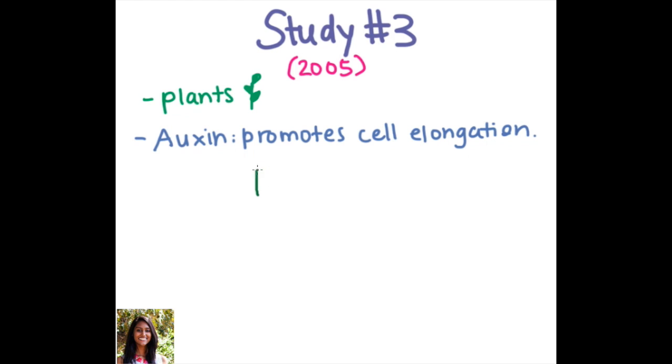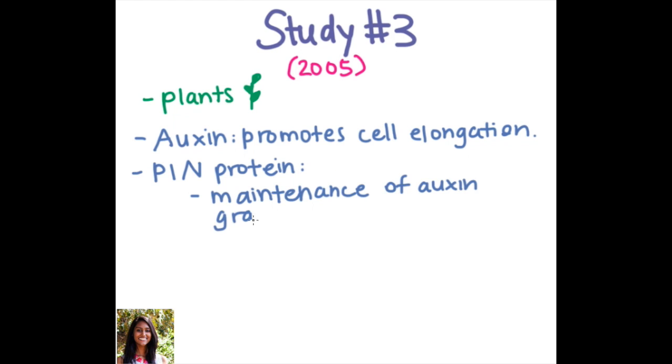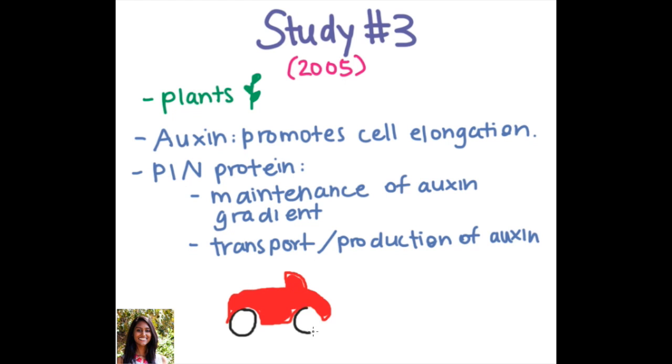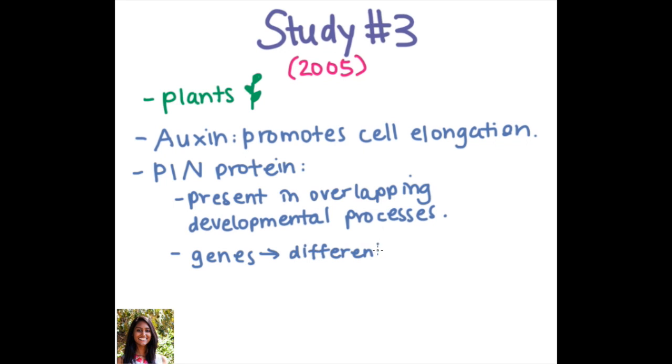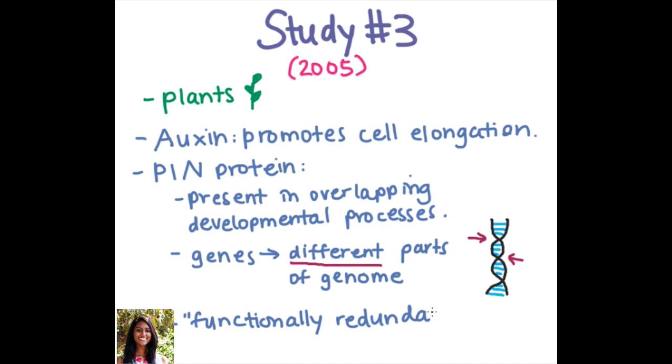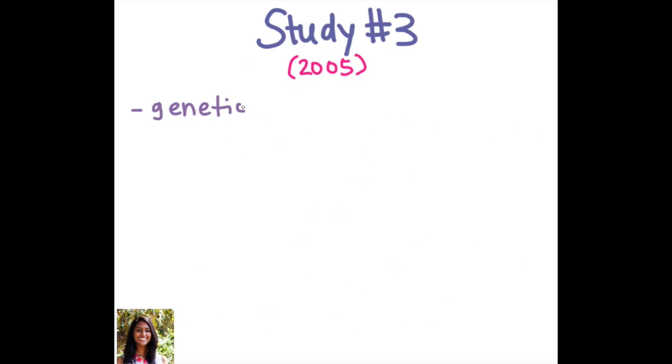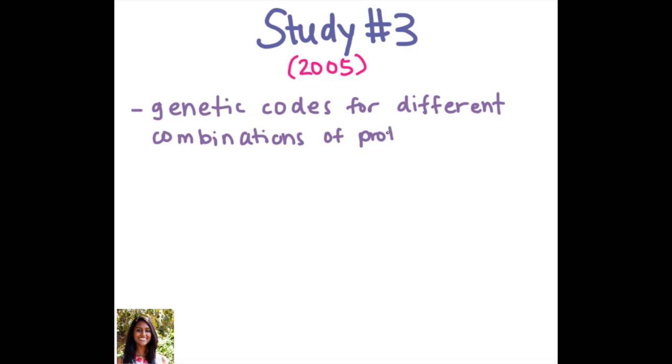There was another study conducted in 2005 that turned to plants to explain functionally redundant genes. The PIN family of proteins in plants contributes to the maintenance of auxin gradients throughout the plant. Because of its large role in the plant, the protein is present in many overlapping developmental processes. The genes for the PIN family proteins are each recorded in different parts of the genome and have been thought to be functionally redundant. In order to test this theory, the genetic codes for several different combinations of the protein were removed or mutated, and the results were recorded.